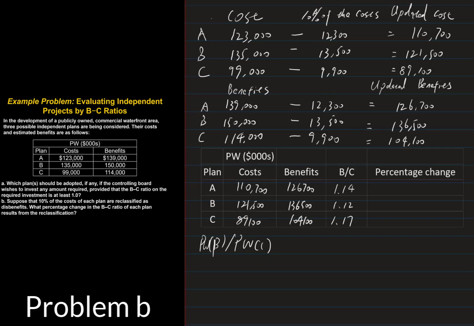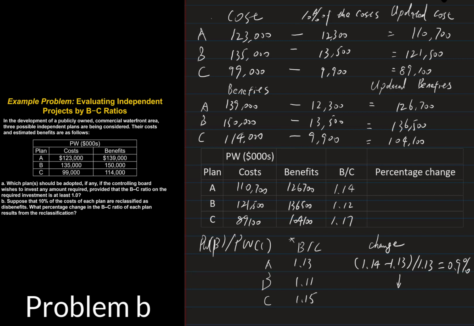To get the percentage change, let's first write out the previous benefit cost ratios as below. The change is very straightforward to calculate. We just take the current ratio minus the previous ratio and divide it by the previous ratio. For A, we get about 0.9%. We can do the same for B and C, and we will have 0.9% for A, 0.9% for B, and 1.7% for C. And we are done.